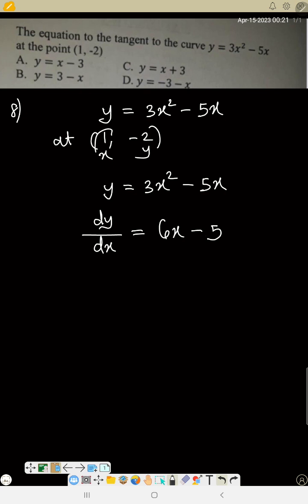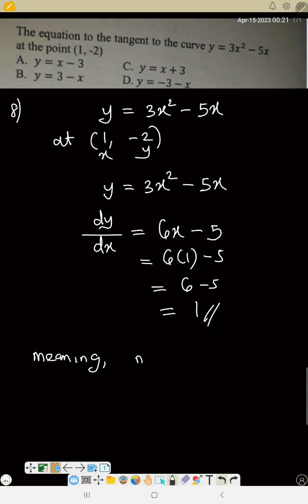So now at x is 1, if x is 1, then this will be 6 brackets 1 minus 5. So this is 6 minus 5, which equals 1, meaning gradient m equals 1. That is the meaning. So we can now find the equation because we have the point x and y.